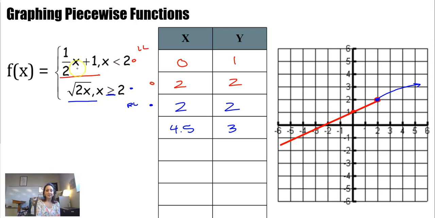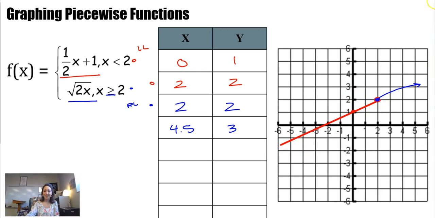Now, notice that if I plug 2 in for both the top and the bottom, I get 2 out for y in both cases, right? So this is nice and continuous because the left limit, the right limit, and the function value are all the same thing. They're all 2. So in this case, all the limits are 2, and the function value is also 2, making this a continuous function at x equals 2.